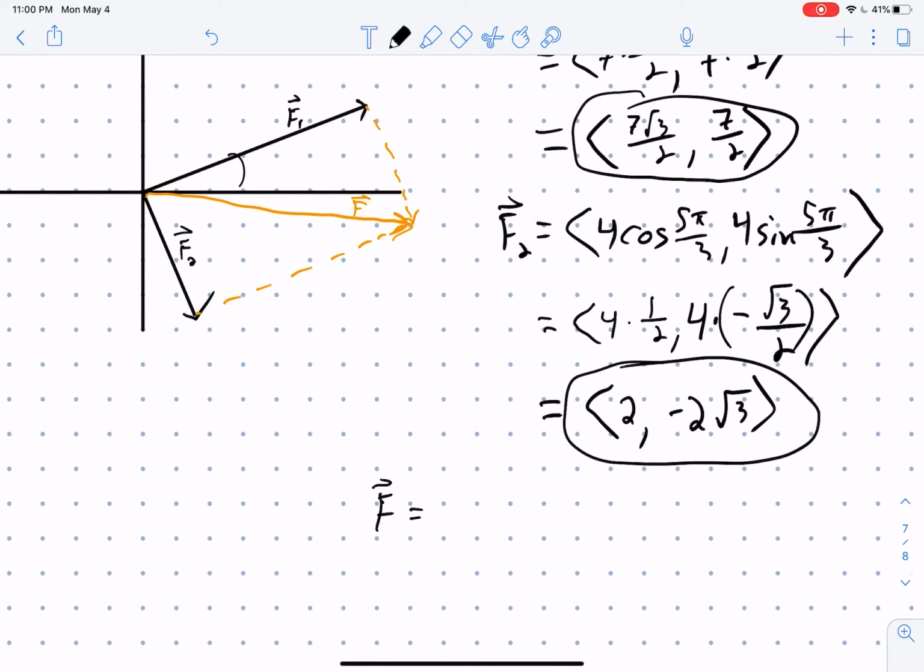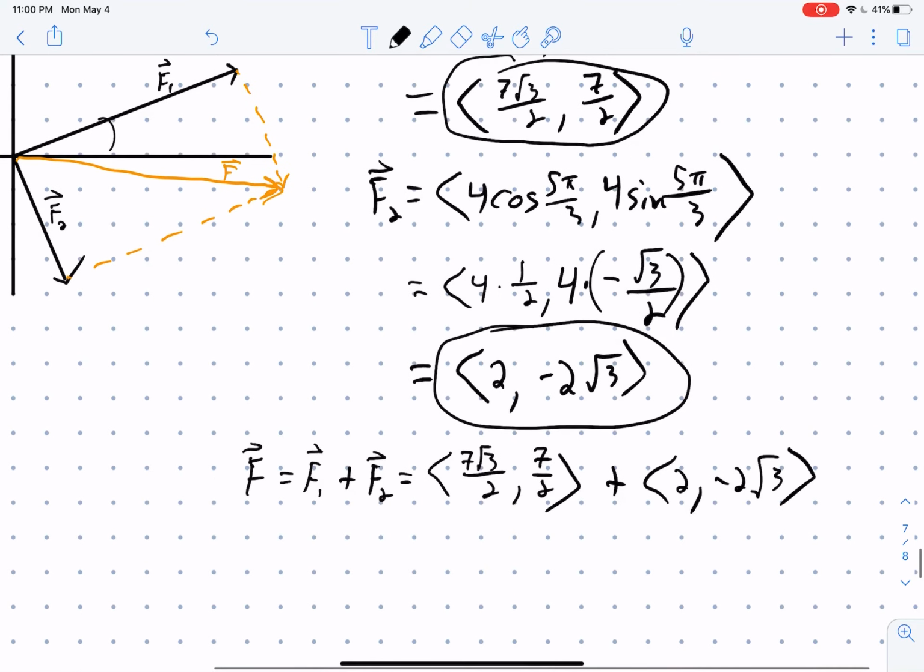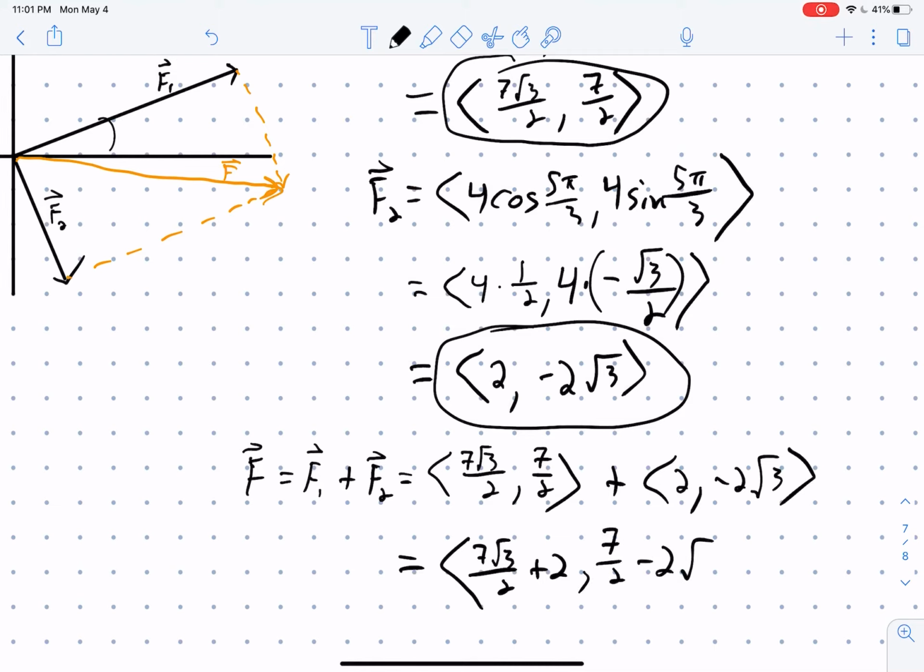F is equal to f1 plus f2. And that is equal to 7 radical 3 over 2, comma 7 halves, that's my f1, plus 2, negative 2 radical 3, that's my f2. And then we just add them component-wise, so 7 radical 3 over 2 plus 2, that's our first coordinate, and then 7 halves minus 2 radical 3, that's our second coordinate.